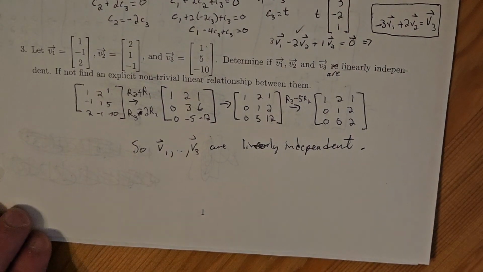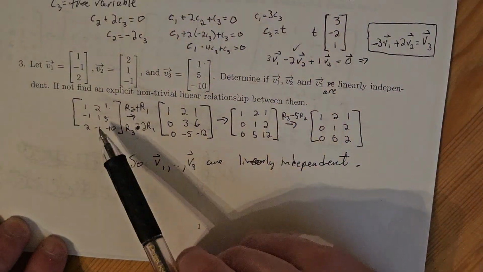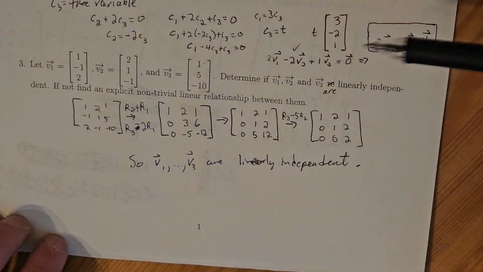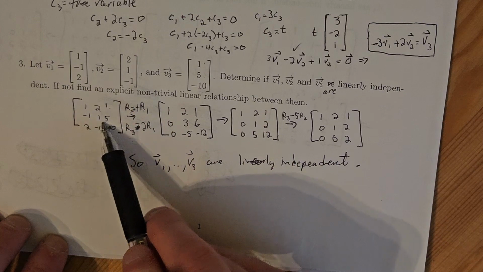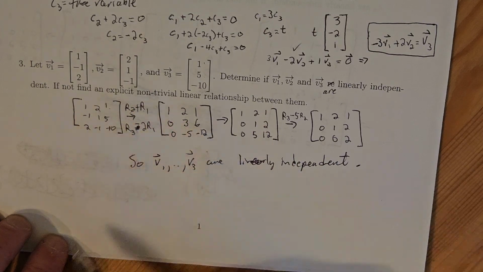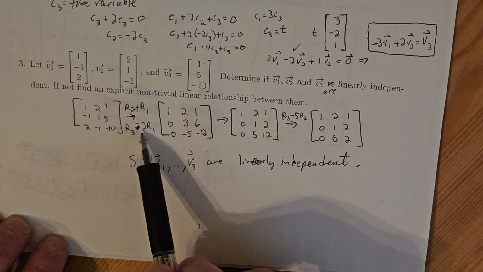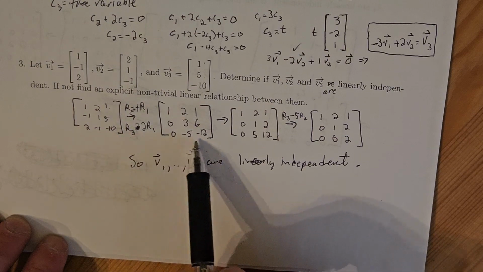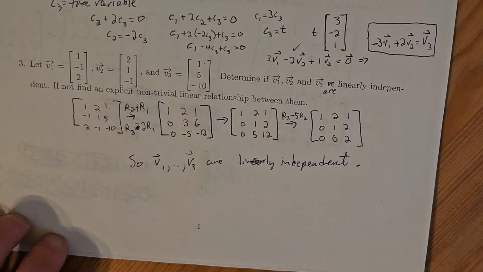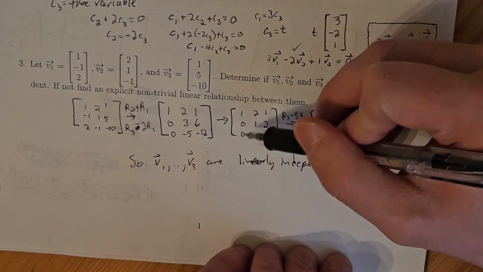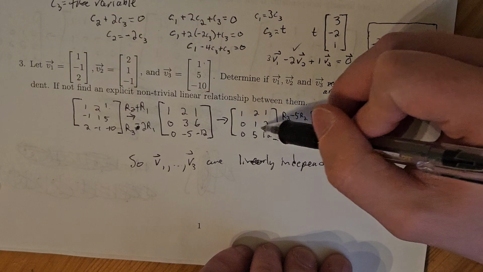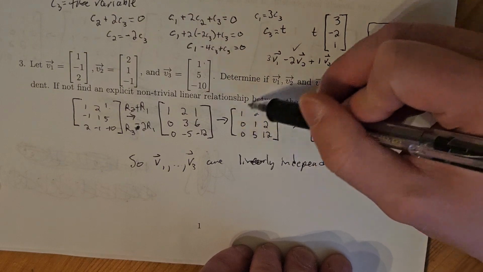And how do we know that? Well, we can go through our row reduction that is written here. We take row 2 plus row 1, just like in the previous example, and that's going to make row 2 be 0, 3, 6. If we take row 3 minus 2 row 1s, we get 0, negative 5, negative 12. And if we keep going, I can multiply row 3 by negative 1 and row 2 by 1/3 to reduce to here.